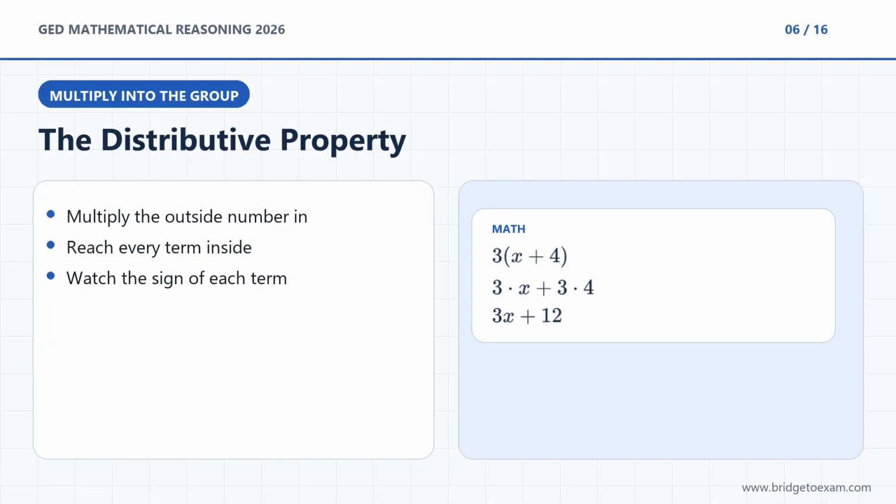When a number sits outside parentheses, we multiply it into every term inside. This is the distributive property. For 3 times the group x plus 4, multiply 3 by x to get 3x, and multiply 3 by 4 to get 12. So it becomes 3x plus 12. Do not forget the second multiplication.